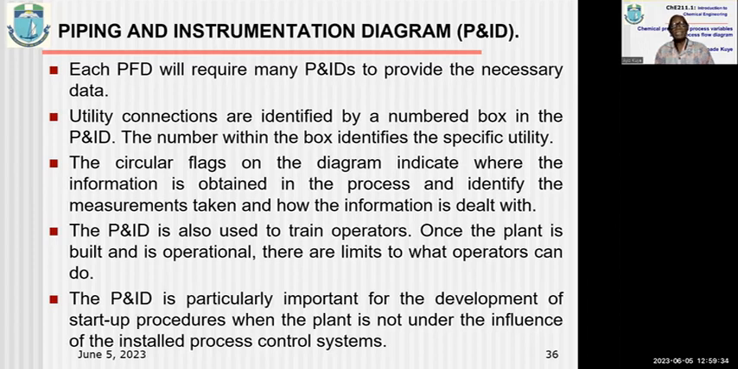And because the P&IDs can be very big at times, they may also include some circular flags on the diagram to indicate where information is obtained in the process and identify the measurements taken.